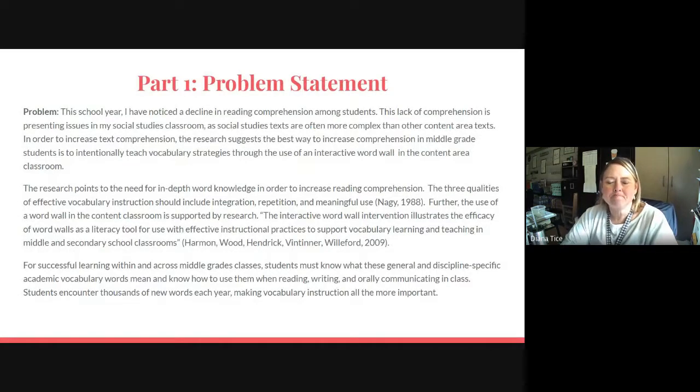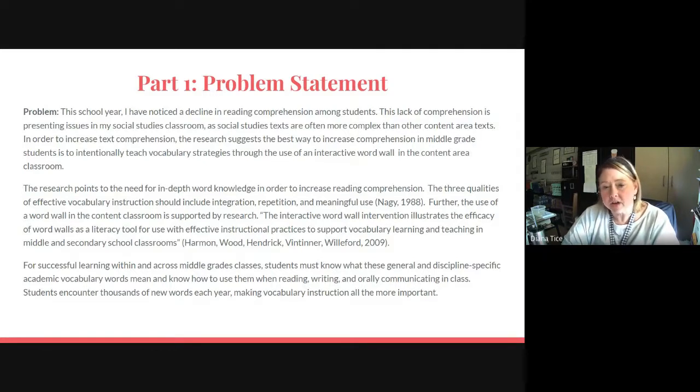So moving along, part one is a problem statement. We were asked to identify a problem within our classroom and then do some research on that problem, take some data on that problem, and also implement a strategy or an intervention that could possibly change the outcome of the problem. So my main problem this school year has been an increasing decline in the reading comprehension among our students. This lack of comprehension is presenting issues in my social studies classroom, as social studies texts are often more complex than other content area texts.